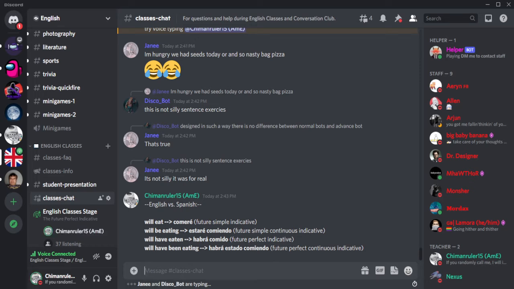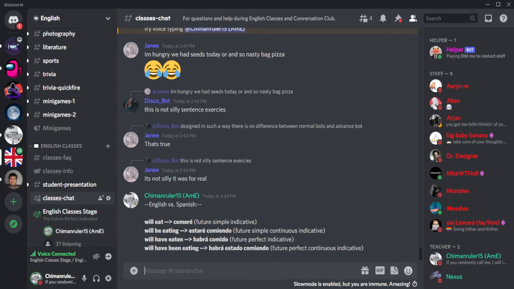So here is how you would map these forms in both English and Spanish. So for the future simple indicative, in English we have will eat. In Spanish it would be comeré. For the future simple continuous indicative, in English it will be eating. In Spanish it will be estaré comiendo.